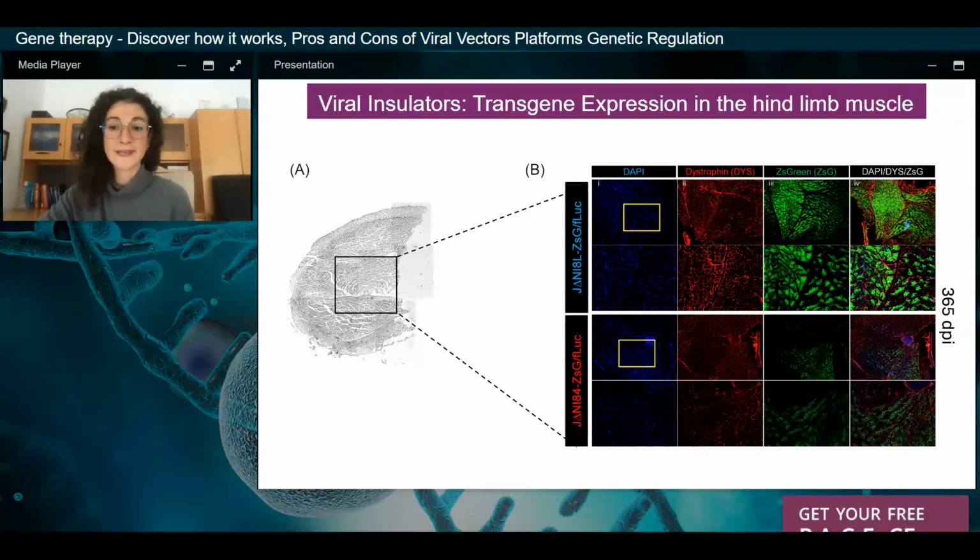You can observe that the ZS green is robustly expressed from the LAT and to a lesser extent from the ICP4 locus, but in both occasions, the transgene is expressed in myotubes that are surrounded by dystrophin.